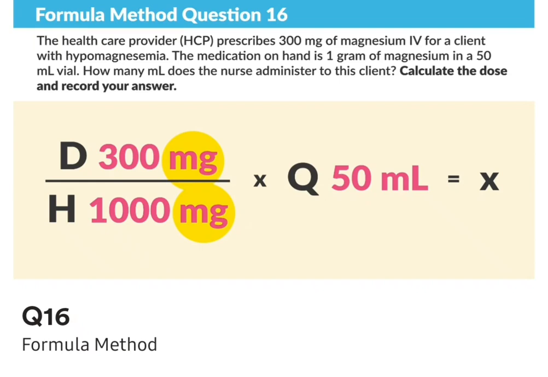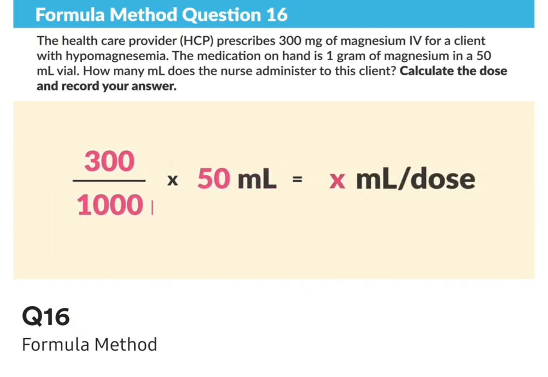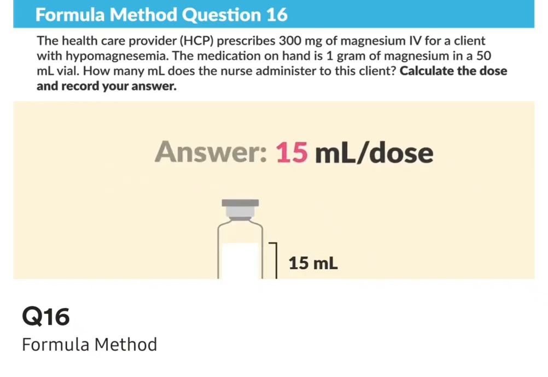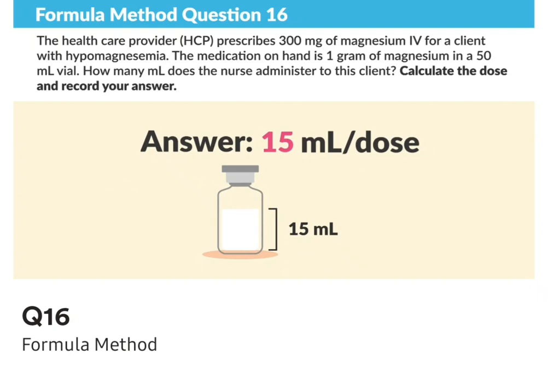So now let's set up the formula. Your formula should look like this. 300 milligrams over 1,000 milligrams times 50 mLs. So first determine, or basically divide, 300 divided by 1,000, and that is 0.3. Then 0.3 times 50 mLs, we have 15 mLs per dose. So the correct answer here is 15 mLs.